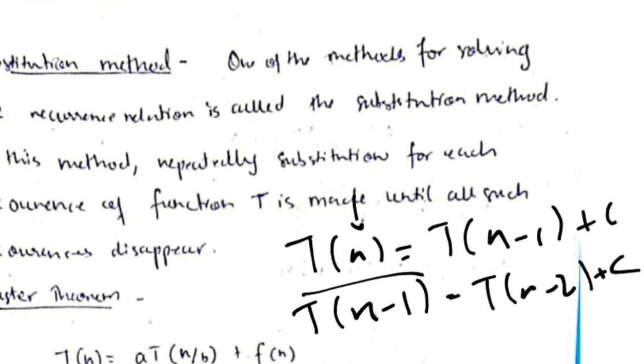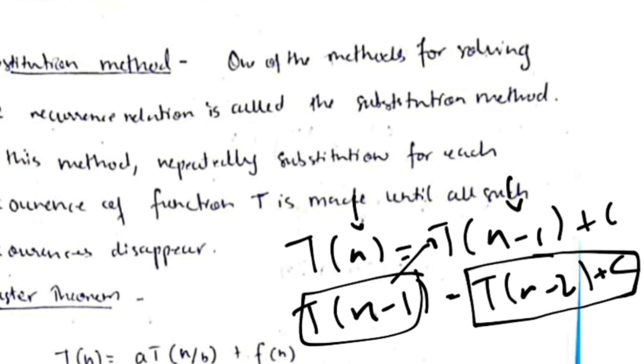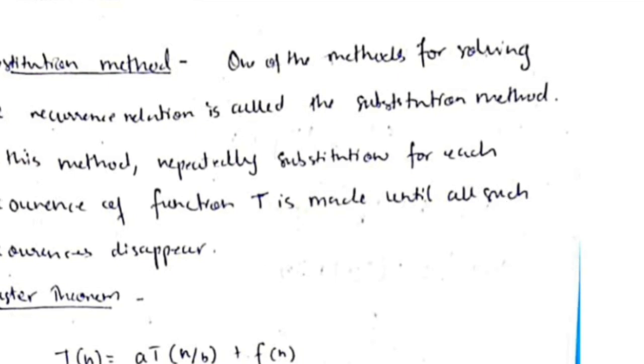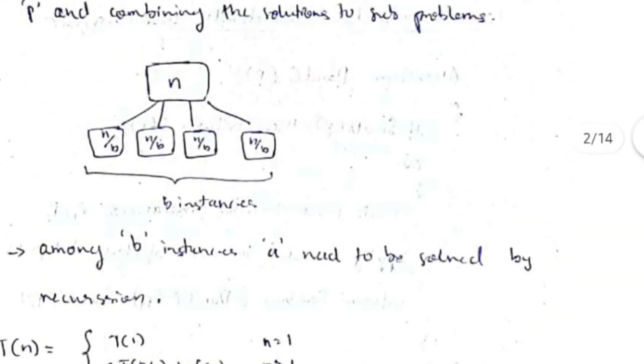Then we substitute this value back, so we write T of n minus 2 plus c in place of T of n minus 1. So it becomes T of n minus 2 plus c plus c. Like that we substitute till k, and then find the main solution. We discussed that in a lot of detail in the previous module.